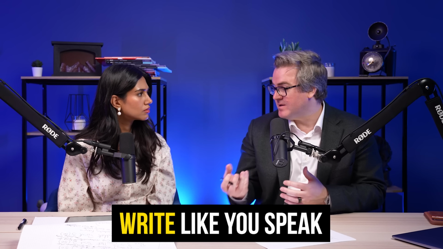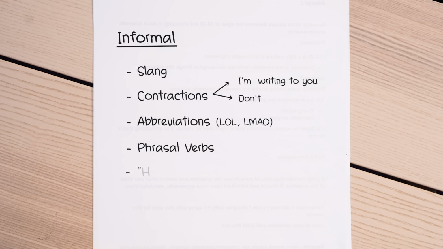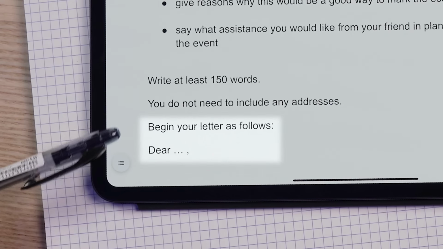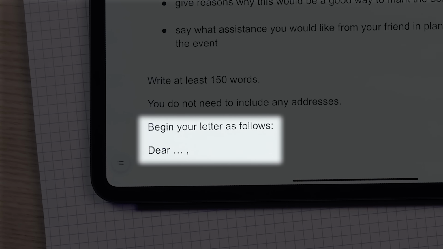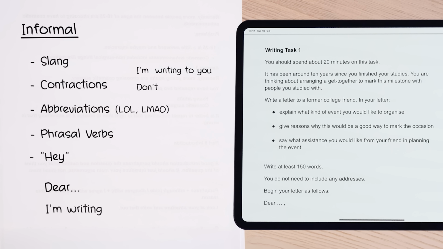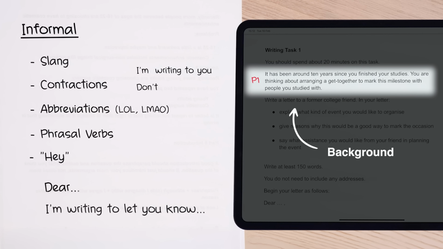So if you were talking in, let's say, a WhatsApp message, or just saying a voice note, hey. And then little things like, you have to start it with "Dear". Yes, so it says begin your letter as follows. In general, in the IELTS test, if you don't follow the instructions, they mark you down. And that's how a lot of people lose marks. But I always start it with, "I'm writing to let you know...", and then why you're writing, and then just continue on.